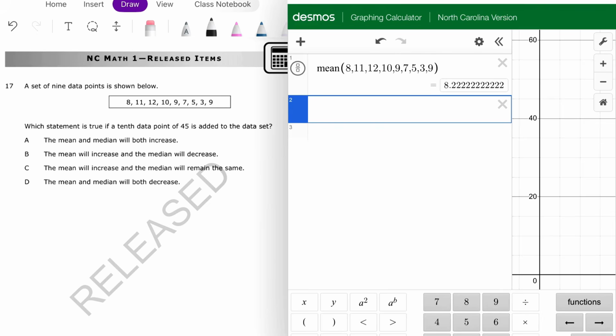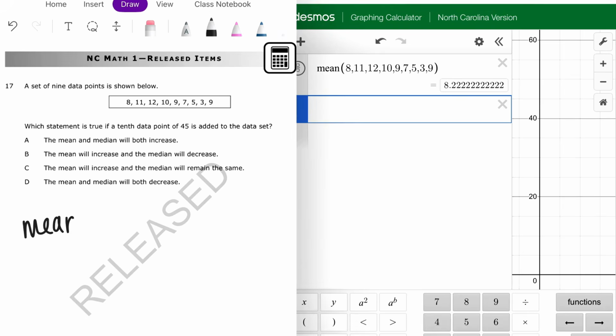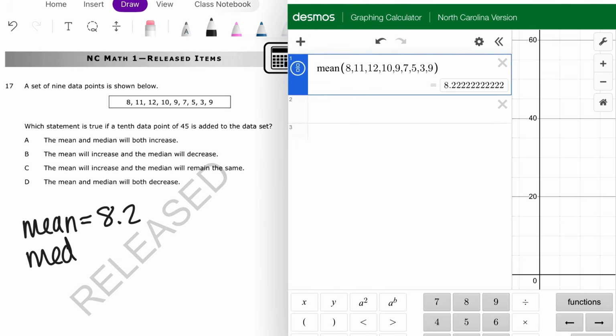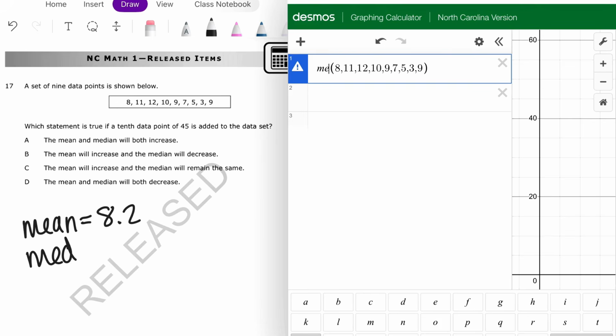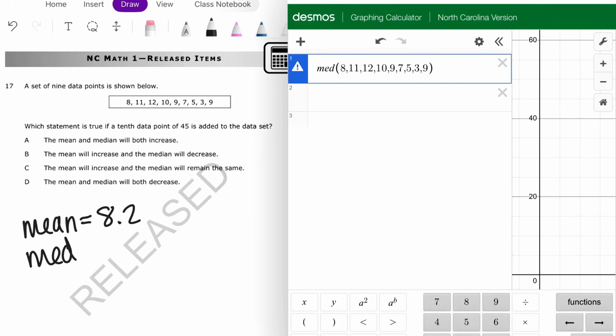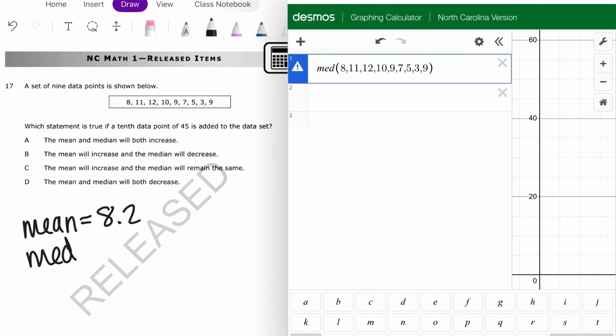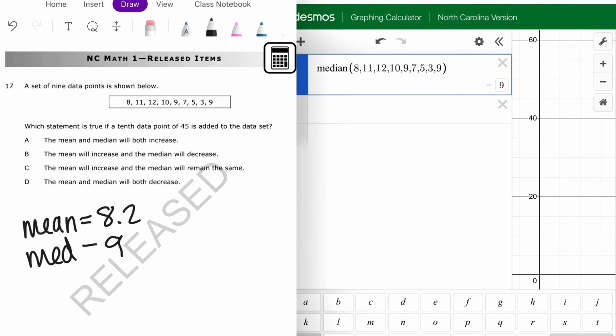It's very crucial to check things. So I've got my mean is 8.2-ish. Then I'm going to go ahead and find my median. And I'm literally just going to delete mean and type in median. There's a button on that functions list, but I'm trying to do this faster than that. And I get 9.